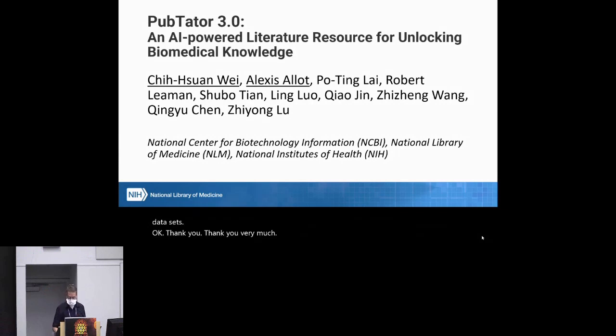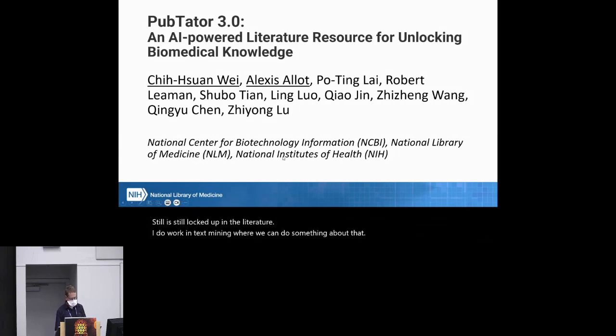So yes, my name is Robert Leaman. I'm going to be talking about PubTator 3.0. Despite the successful and critical work creating databases of computable biomedical knowledge, a lot of the information is still locked up in the literature. I do work in text mining, where we can do something about that.